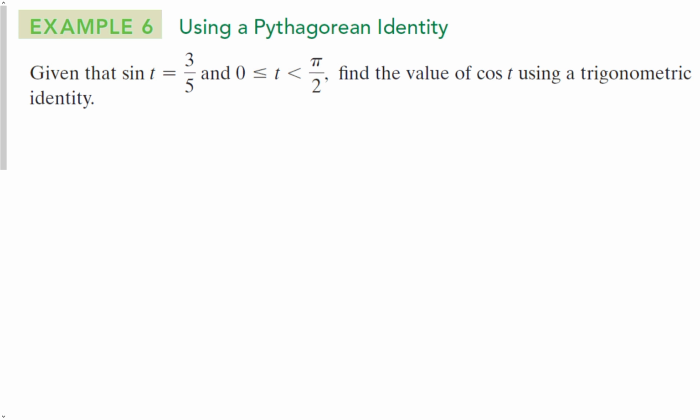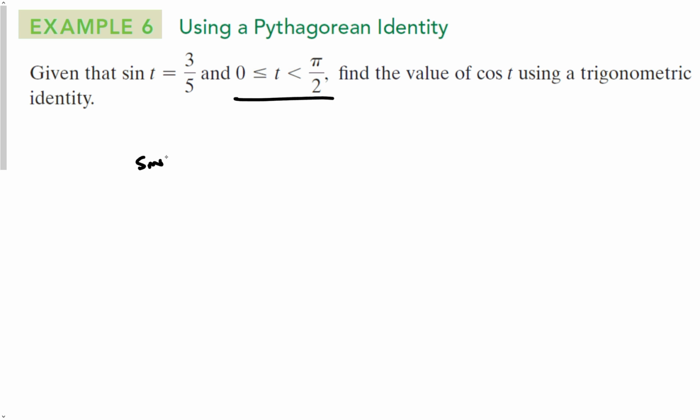So, again, given that the sine is 3 over 5, and what does this mean? The angle is between 0 and pi over 2. That means it's in the first quadrant. That means the sine is positive as well as the cosine. Find the value of the cosine using a trigonometric identity. Well, let's write it the right way.